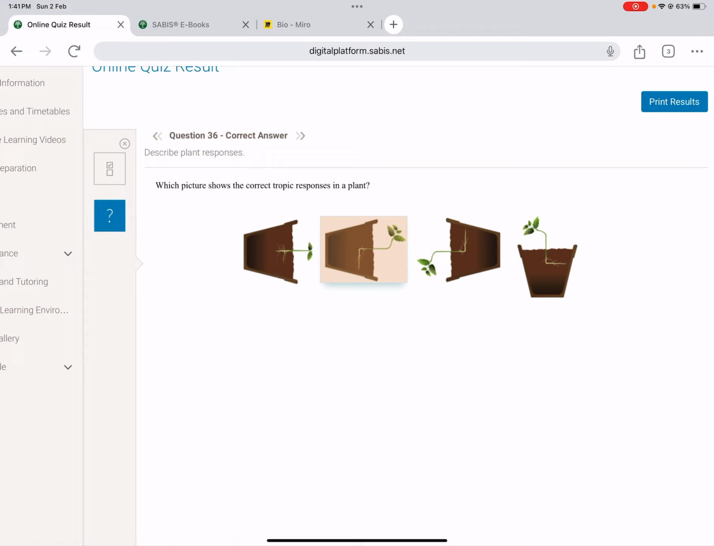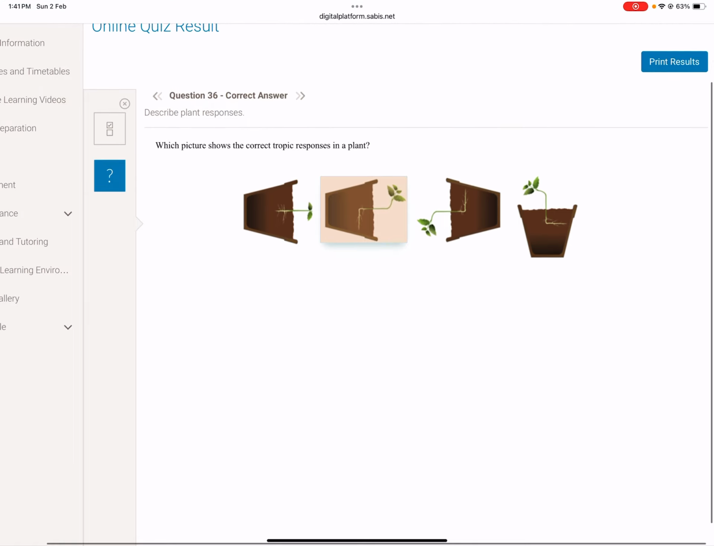Okay, why did we choose the second one? Because if we look at the roots, we said they have positive gravitropism, so they're going to grow in the direction of gravity, which is downward, while light is going to be coming from the top, and shoots show positive phototropism, so they will grow upward.